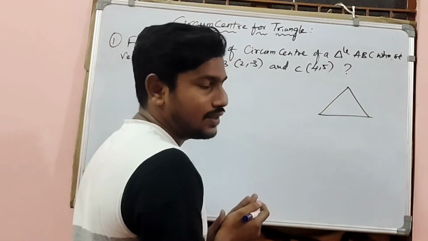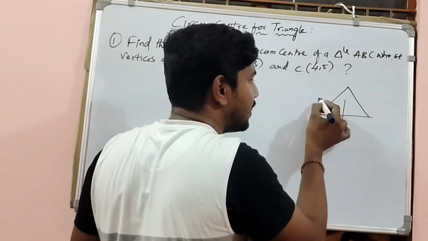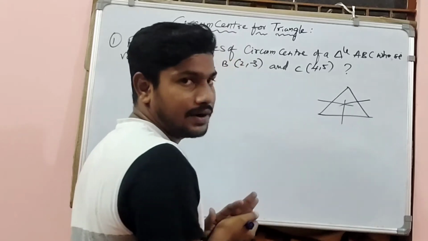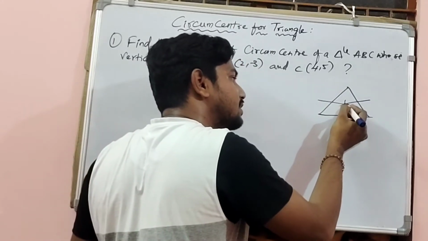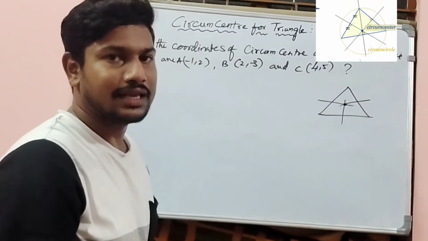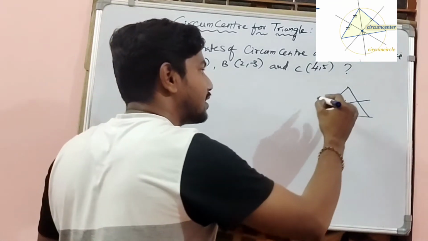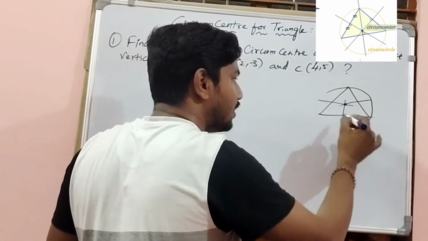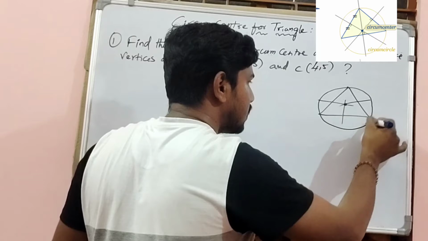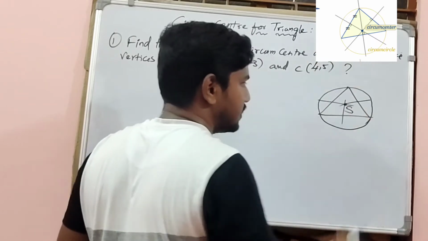The circumcenter lies inside the triangle, and we know it is the point of concurrence of the perpendicular bisectors. Then what is the use of the circumcenter? By using the circumcenter, we can draw the circumcircle for the triangle. We can draw it like this, and the center is indicated with capital S, as I said.